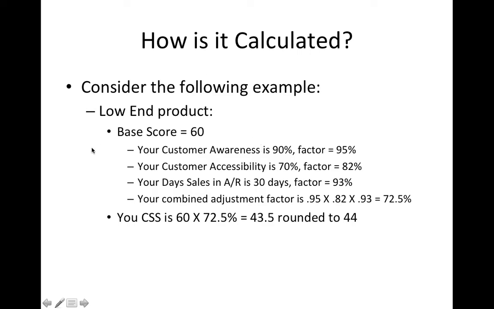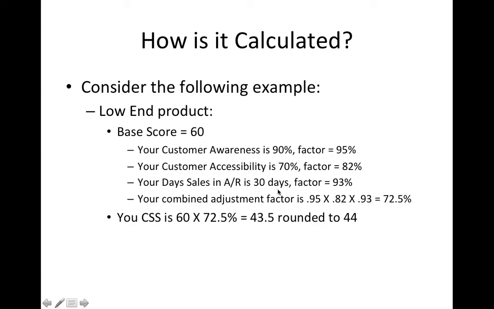Now let's go look and see how the other adjustment factors work. I've been doing a good job on my customer awareness. I got it up to about 90%, so I get a 95% factor. Customer accessibility, I didn't want to spend as much money on that, so it's only up to 70%. I get an 82% factor.